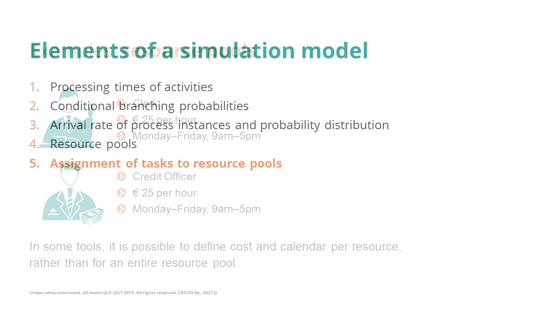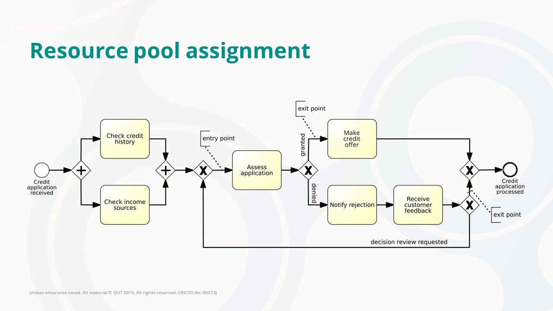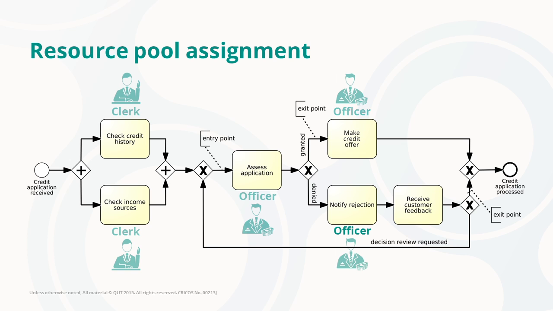And finally, the fifth element in a simulation model is the assignment of tasks to resource pools, meaning for every task we say what is the resource pool that can perform that task. In our case, for example, we might say that check credit history is performed by a clerk, same for check income sources, whereas assess application, make a credit offer, and notify rejection are performed by a credit officer, while receive customer feedback is performed by the system.